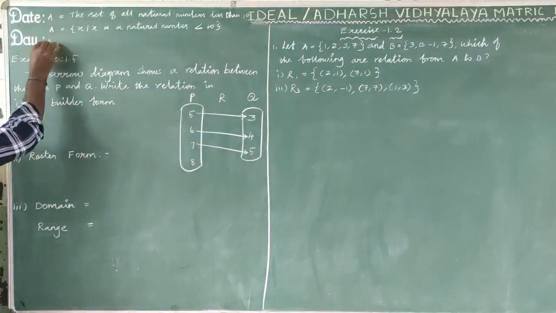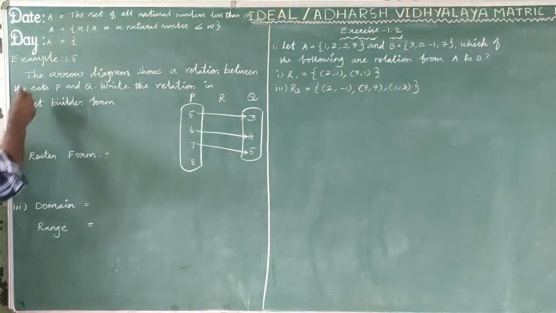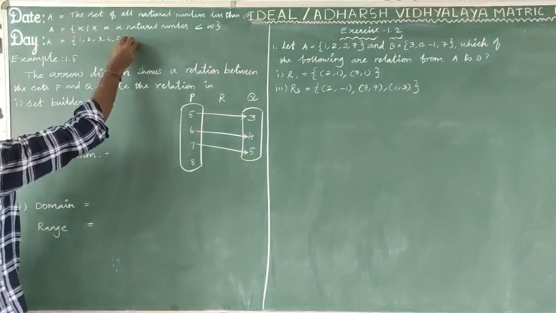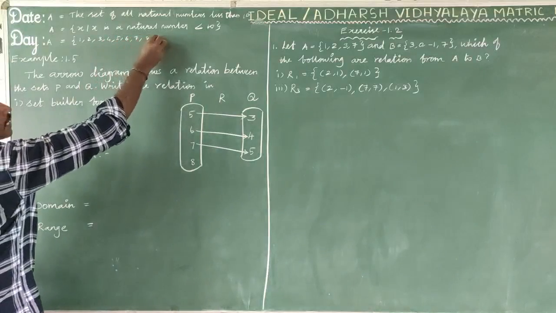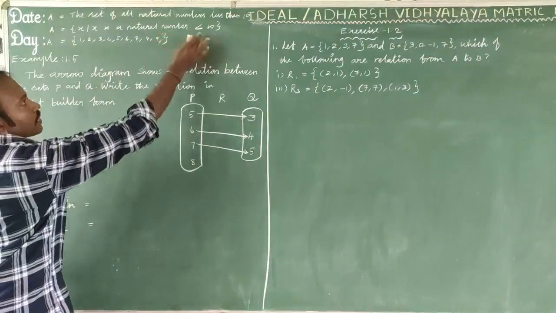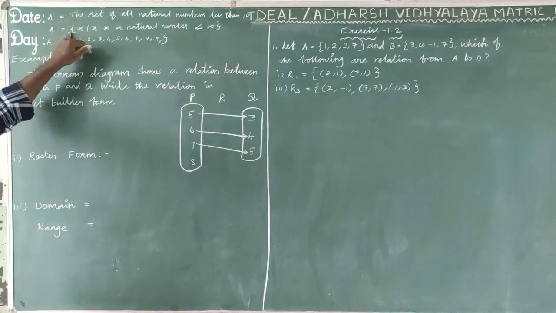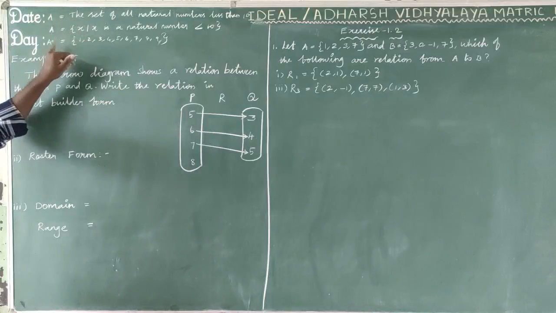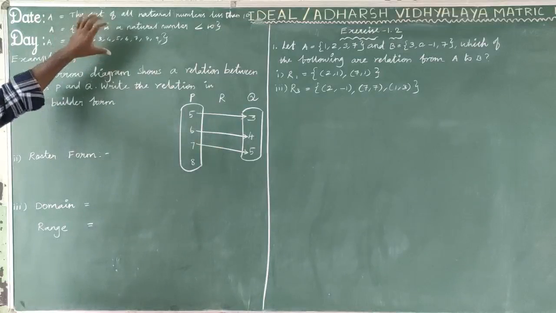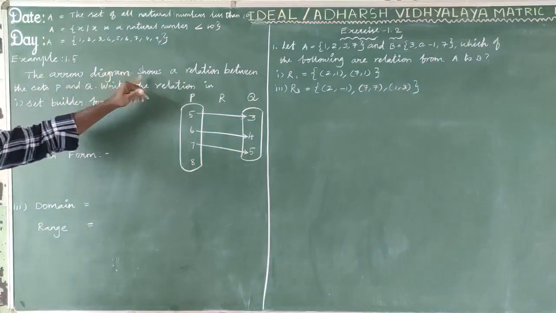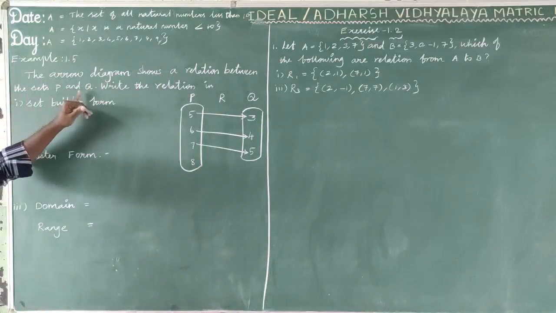Then roster form, that one: {1, 2, 3, 4, 5, 6, 7, 8, 9}. That's all, because less than 10. So first one descriptive form, second one set builder form or rule form, third one roster form. It is general form. Right. Here the arrow diagram shows a relation between the sets P and Q.